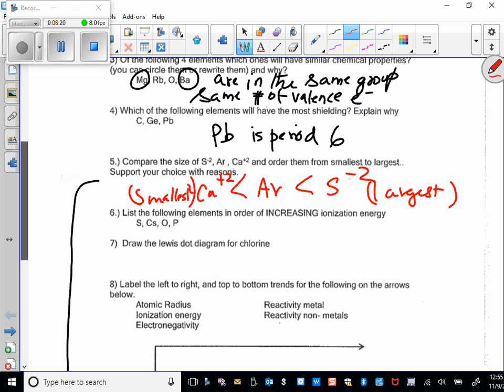Now, increasing ionization energy. All right? So cesium has the least, followed by sulfur and phosphorus. Well, for now, let's just do phosphorus and sulfur, followed by oxygen. Is that right? Cesium is less.